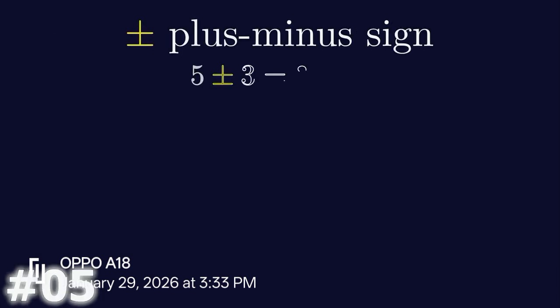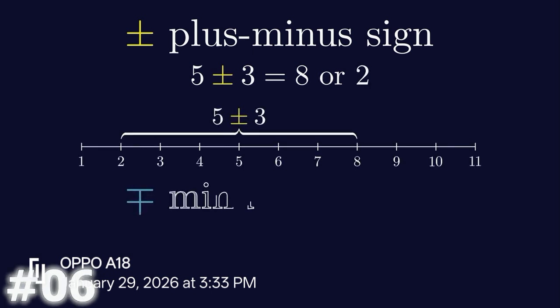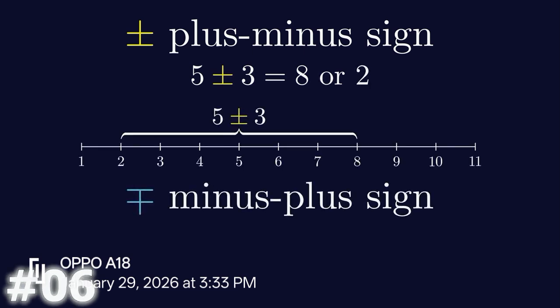Plus minus denotes either plus or minus. Sometimes it can be also used to denote a range of values. Its counterpart minus plus sign is used in conjunction with the plus minus sign. It denotes the opposite sign of plus minus. For example, this expression means that it's either a plus b minus c or a minus b plus c. Both signs can't be the same.